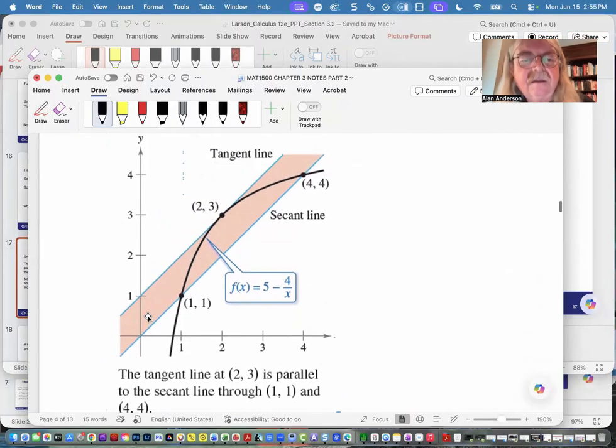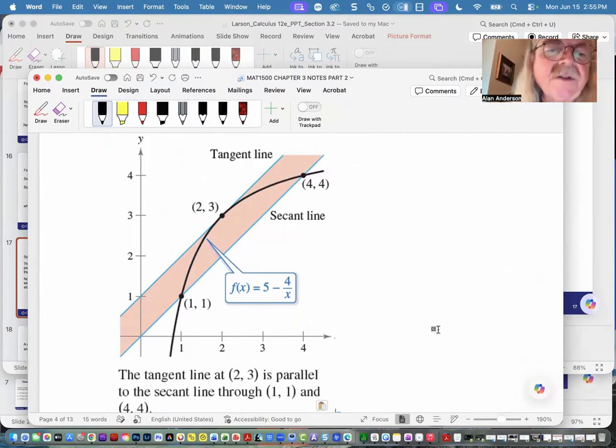So here they've got this function, whatever it is. Oh, 5 minus 4 over x. And the endpoints are 1 and 4. So the secant line between them has this slope.